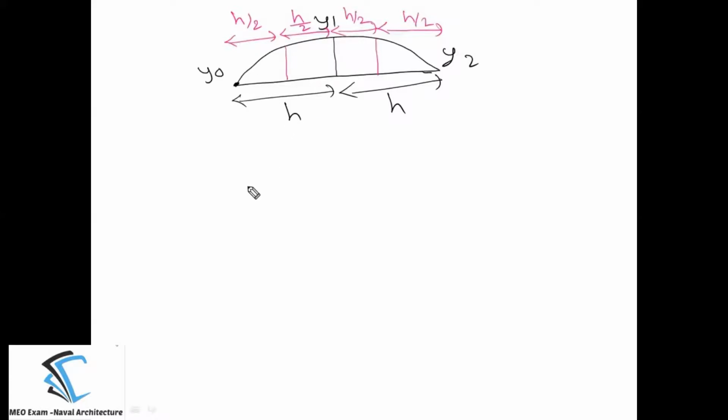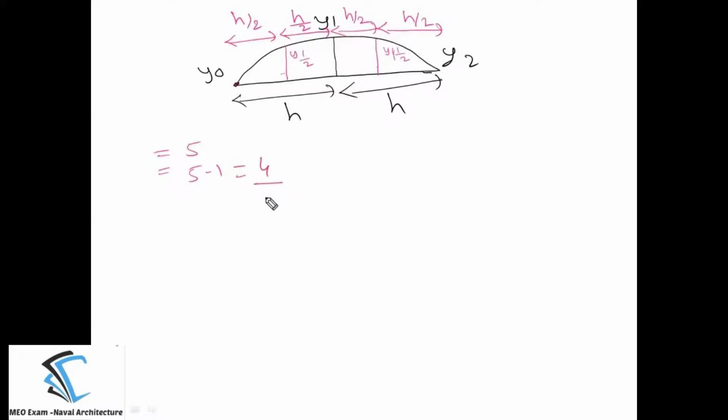Add h by 2. Now you have to check, irrespective of the interval, how many ordinates are there. So now you have y0, then you can call this y0.5, then y1, then y1.5, then y2. So how many ordinates are there? 1, 2, 3, 4, 5. 5 ordinates. How many intervals? 5 minus 1, it will be 4.